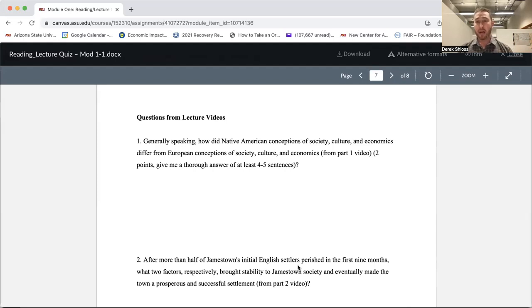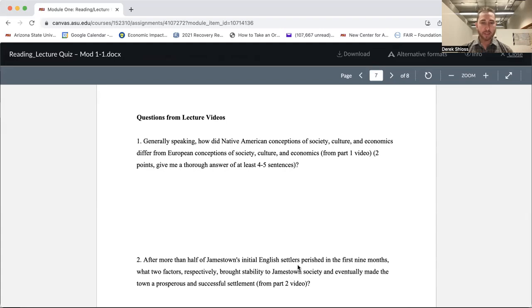So for example, for Module 1, I'm going to talk a lot about Native Americans within the context of early or basically colonial United States history. And the reason for that is that Maclay touches on that, but doesn't spend a whole lot of time on that, right? And you can see the first question here. Generally speaking, how did Native American conceptions of society, culture, and economics differ from European conceptions of society, culture, and economics?